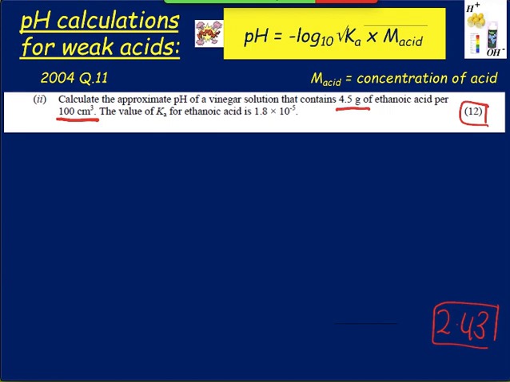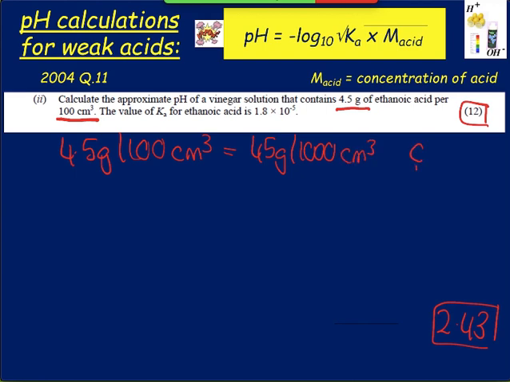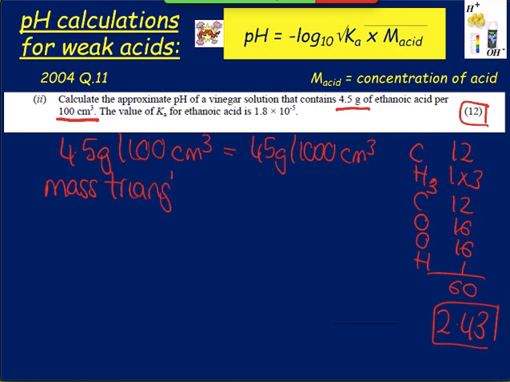So the first thing that you would do is 4.5 grams per 100 centimeters cubed is equivalent of 45 grams in 1,000 centimeters cubed. Your ethanoic acid is CH3COOH. So again, I would recommend that you show your examiner this working out. 12, 16, 16, 1. So when you add up, that comes to 60. So I'm now using my mass triangle to find me moles. So it's going to be 45 divided by 60, which gives me 0.75 moles per litre.